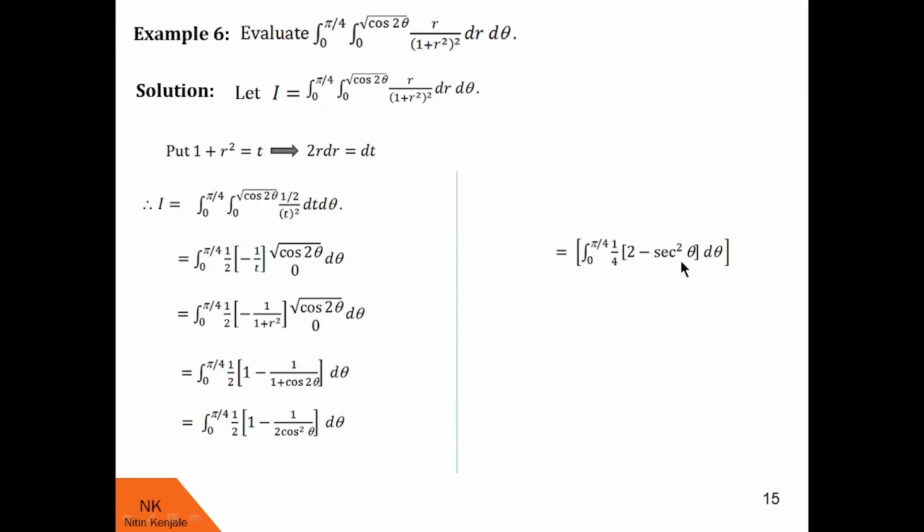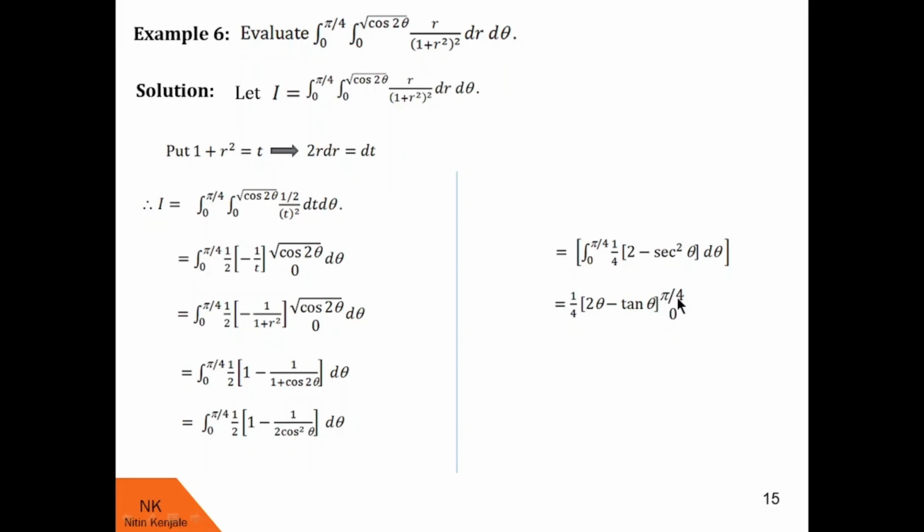cos square theta, and 1 by 2 when taken out will become 1 by 2 into 1 by 2, that is 1 by 4. So this 2 minus 1 upon cos square theta can be written as 2 minus sec square theta. Now we will evaluate the integral. Integral of 2 is 2 theta and integral of sec square theta is tan theta over the limit 0 to pi by 4. Now let's substitute these limits in theta.